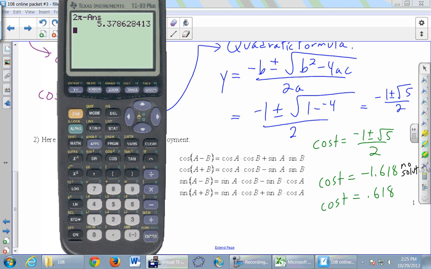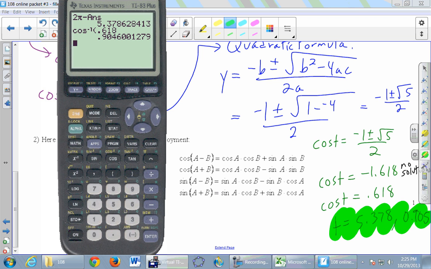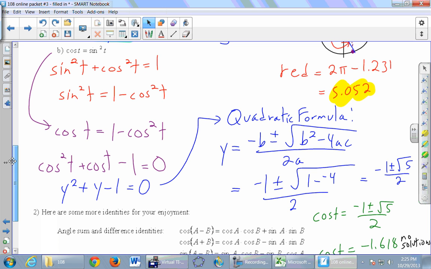2 pi minus the answer. Okay, now I've already forgotten what the other answer was, so let's get that back. 0.5378 and 0.905. So we'll highlight those. Those are our two answers to the original trig equation. Again, you could go back to this original trig equation and graph both sides on your calculator and intersect, and hopefully we should get those same decimals.